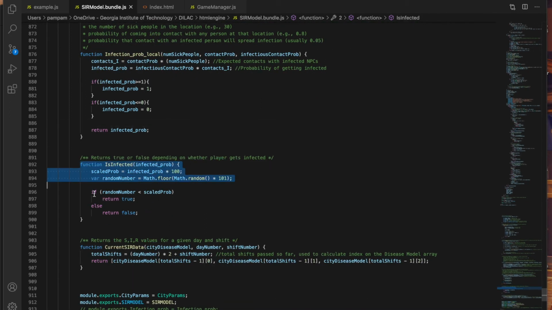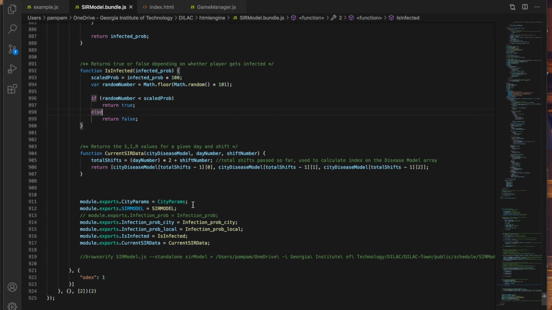Next, lines 892 to 900 is a function called isInfected, and it determines whether or not you get infected using your chances or probability of being infected. Finally, lines 904 to 907 let you view the SIR values for a given day and shift. Now that's a lot to take in, so let's look at this in action in the example.